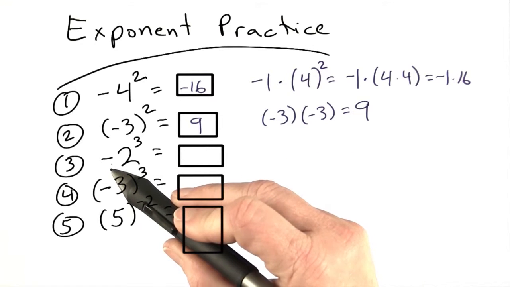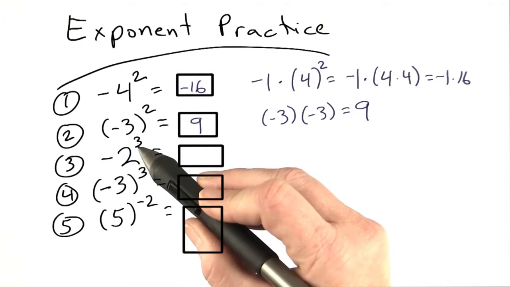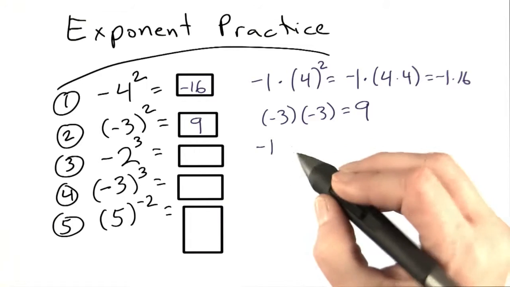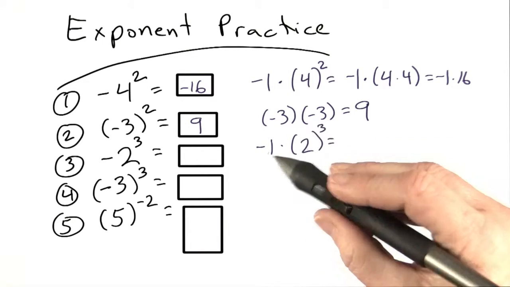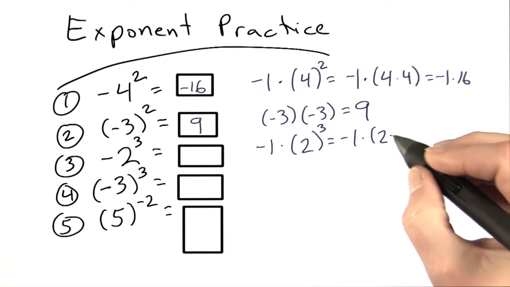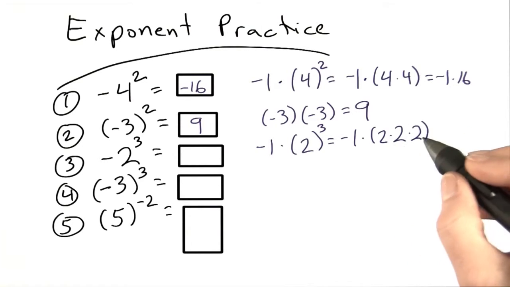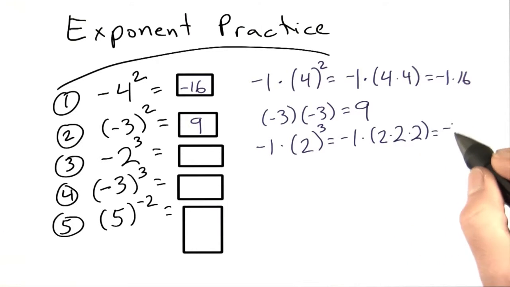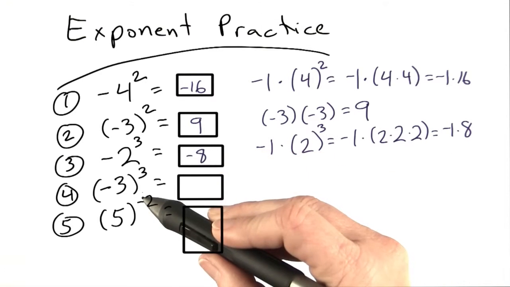The first problem, I have negative 2 cubed, which means negative 1 times 2 cubed. Negative 1 times 2 cubed is negative 1 times 2 times 2 times 2. And 2 times 2 times 2 is 8, so I have negative 1 times 8, which is going to give me negative 8. Okay, number 4.